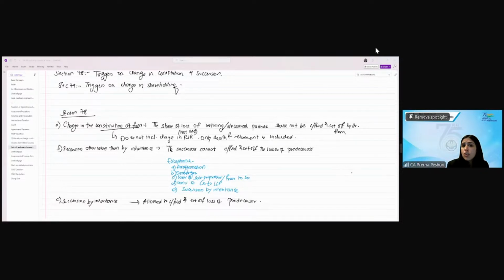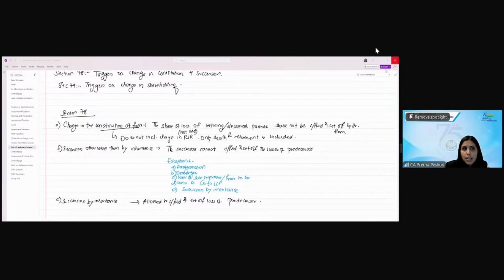So in case there is change in the constitution of the firm, the share of the retiring or deceased partner will not be allowed to be carried forward and set off by the firm. All right. Then, in case there is a succession of the firm, one firm takes over another firm, otherwise than by inheritance, then the successor firm cannot carry forward the losses of the predecessor. Exceptions are amalgamation, demerger, conversion of company to LLP, or sole proprietary or partnership firm to the company. If it is succession by inheritance, then the losses can be set off and carried forward by the successor.